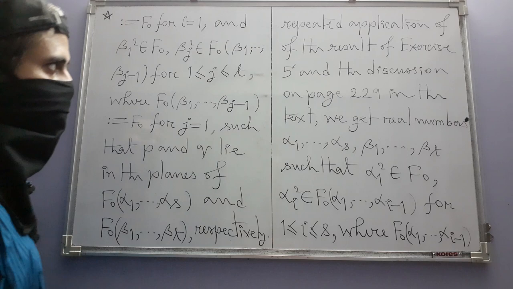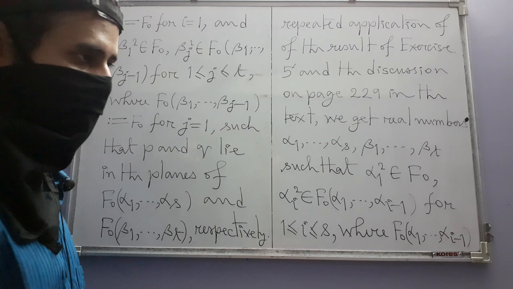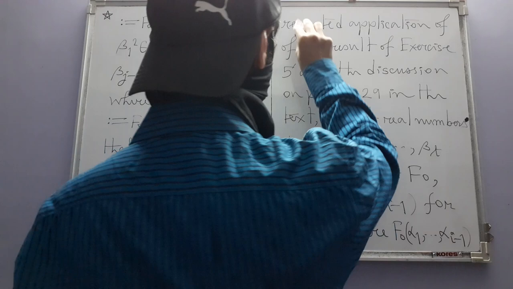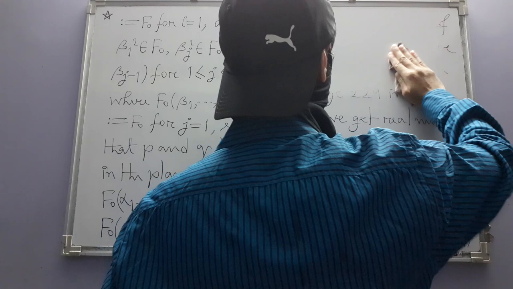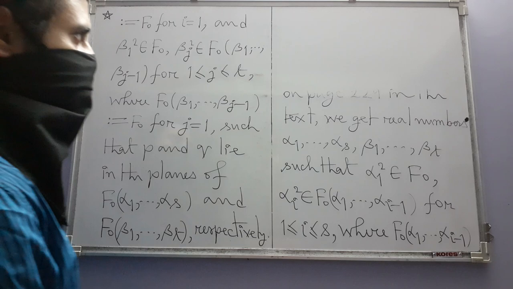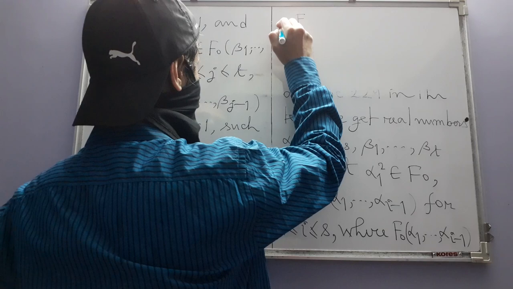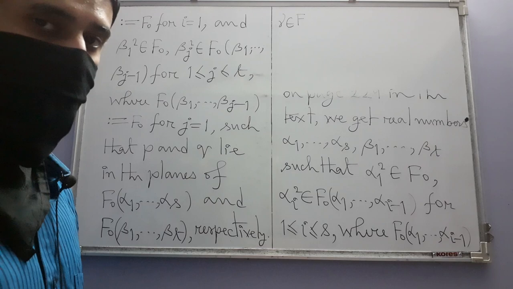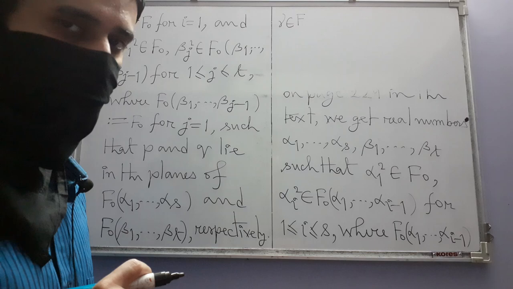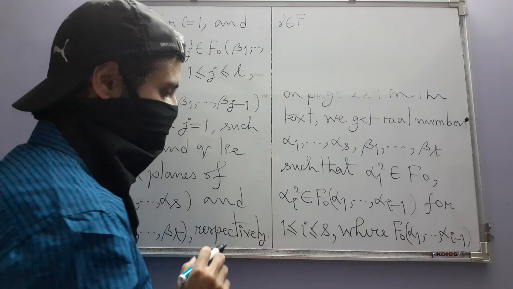Fine. But where is exercise 5 coming into all of these things? Let's recall what exercise 5 says. Let me erase this first part. What exercise 5 says is this. Say you have a field F, and suppose that there exists a positive real number gamma that is an element in F. A field F means, of course, a subfield of the field of real numbers, not just any field. So a positive real number gamma belongs to F.